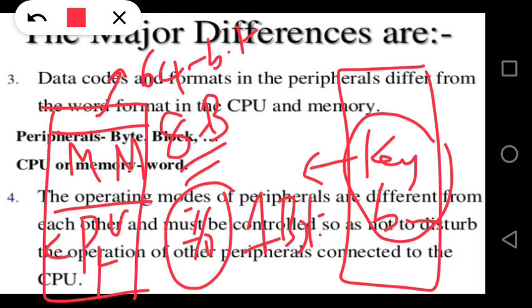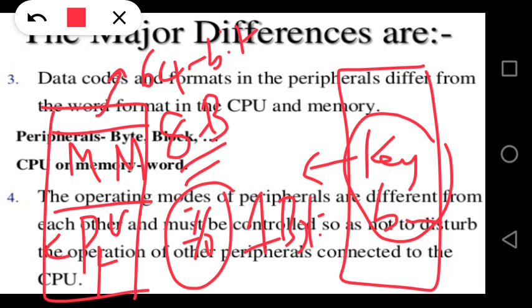Next, data codes and formats of the peripherals are different. As I said earlier, a keyboard might be sending 1 byte at a time, whereas your main memory expects 8 bytes, if it is a 64-bit system.